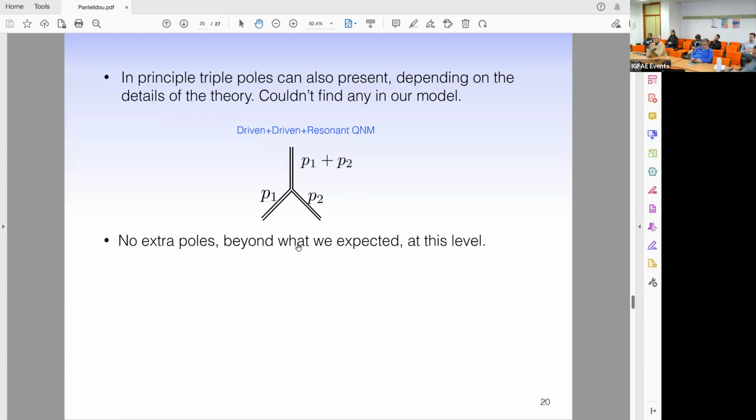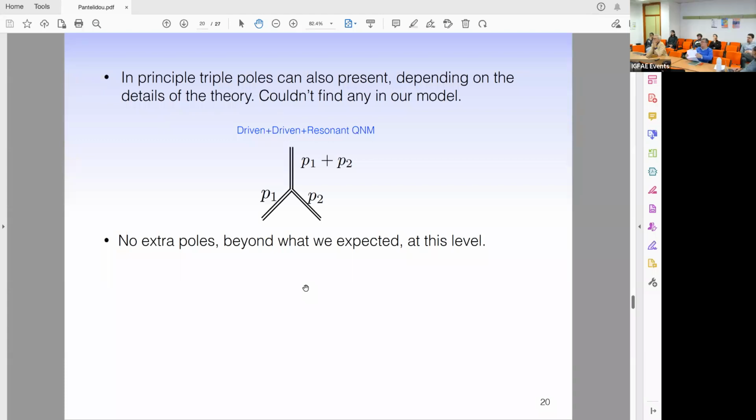So that's one statement. And the other statement, which is actually important, is that we couldn't find any other poles beyond the poles that I just discussed. So all the poles that we saw had some connection with quasi-normal modes. There was nothing that appeared out of thin air. And this is a result in itself. So we see here that the result that Son and Starinets had about the relationship between linear response and black hole ring down actually continues to 3-point functions.